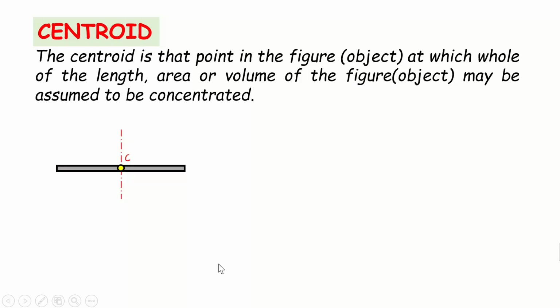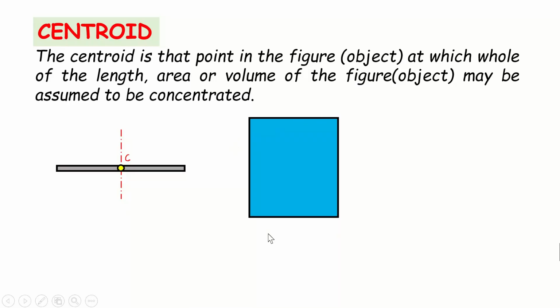Now if you take another object, friends, this object has certain area over here. Now if I want to find the center point of this object or this area of the object, the center point is going to come somewhere over here. So this point we can assume as a centroid, and we can assume that it is balancing the entire area of this object, which is concentrated at this particular point. So this can be called the centroid of this plate. This I can call C.